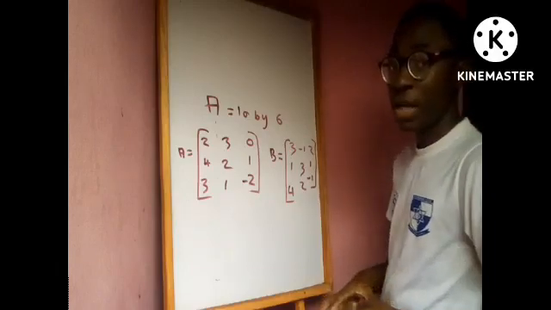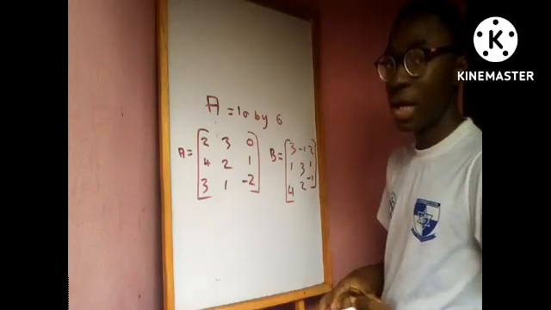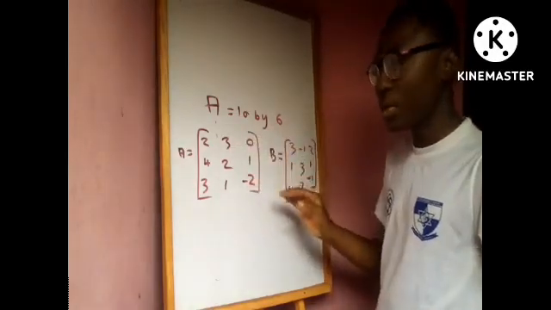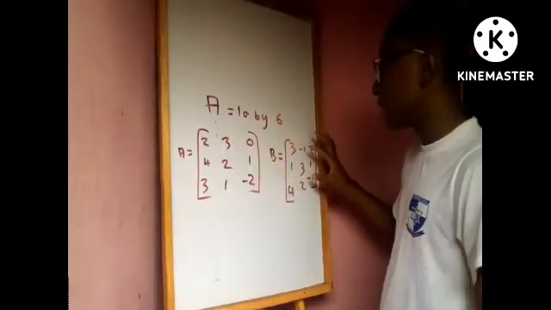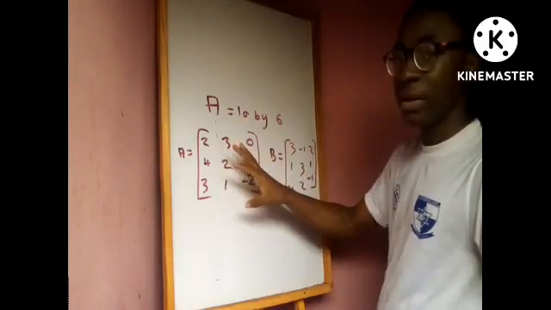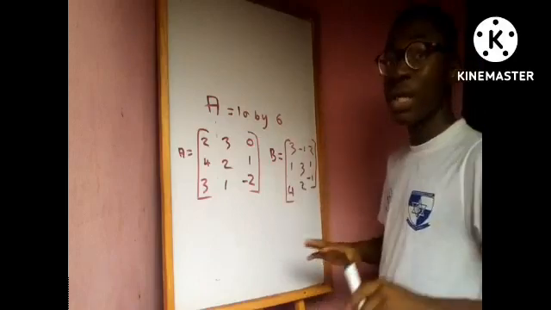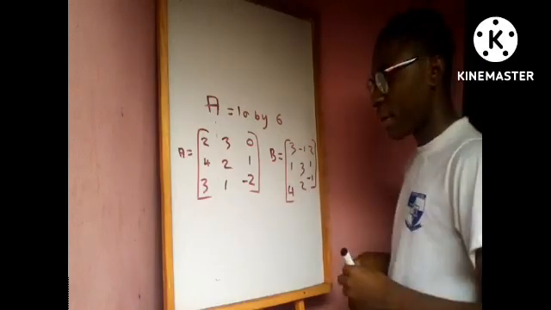Now before you can add matrices together, they have to have the same number of rows and the same number of columns. So if this one has 3 rows, this one will also have 3 rows. If this has 3 columns, this one also has to have 3 columns. So in other words, the matrices have to be equal.